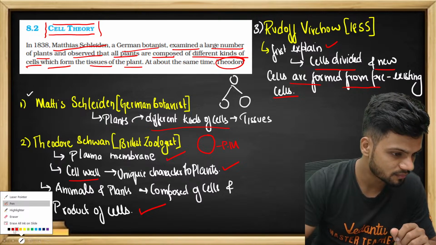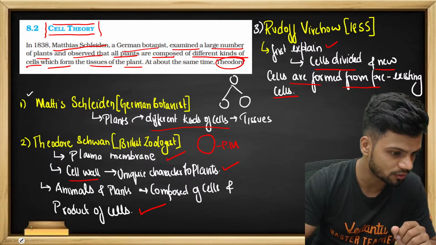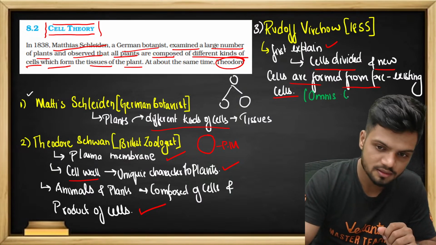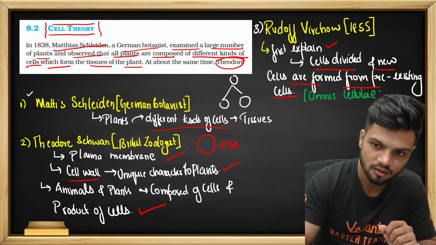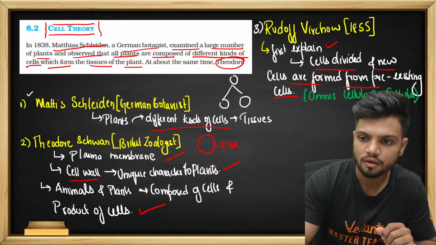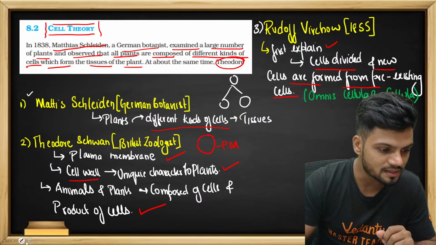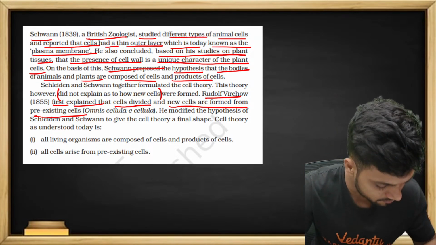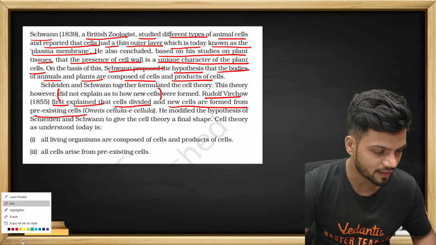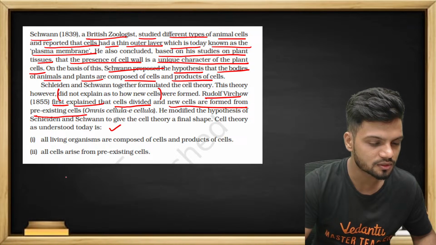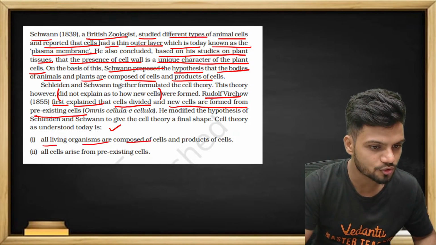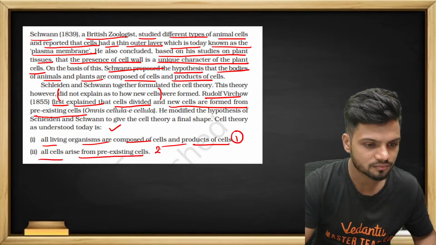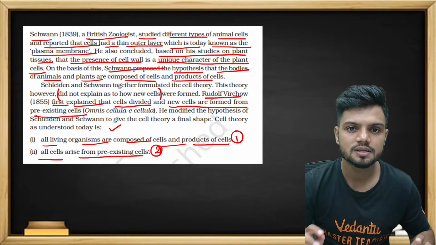And he told us one nice spell, like a magic spell: Omnis cellula e cellula, that is, cells come into existence from pre-existing cells. Now what is the final cell theory, students? Schleiden and Schwann's cell theory was: all organisms are composed of cells and products of cells. That is the first point. All cells arise from pre-existing cells. That is the second point. These are the two main points of cell theory.